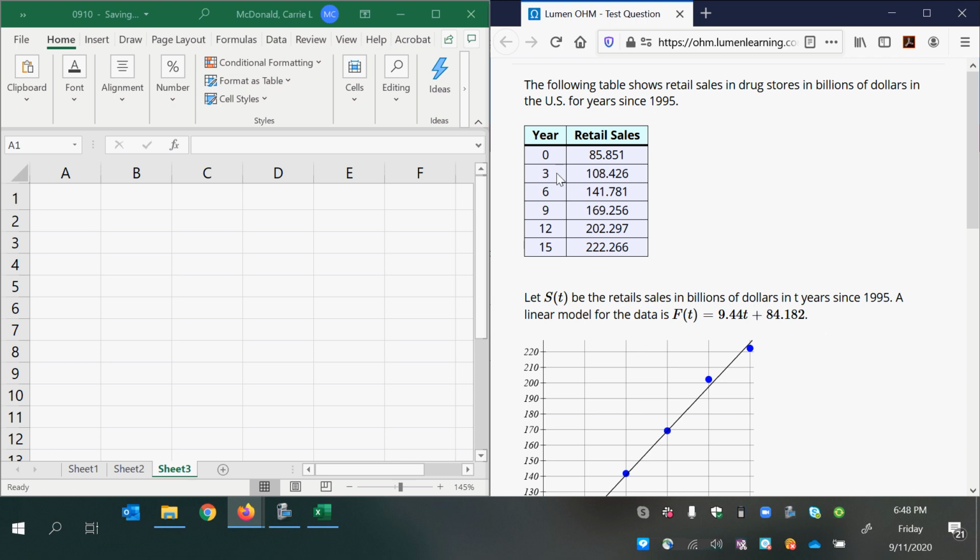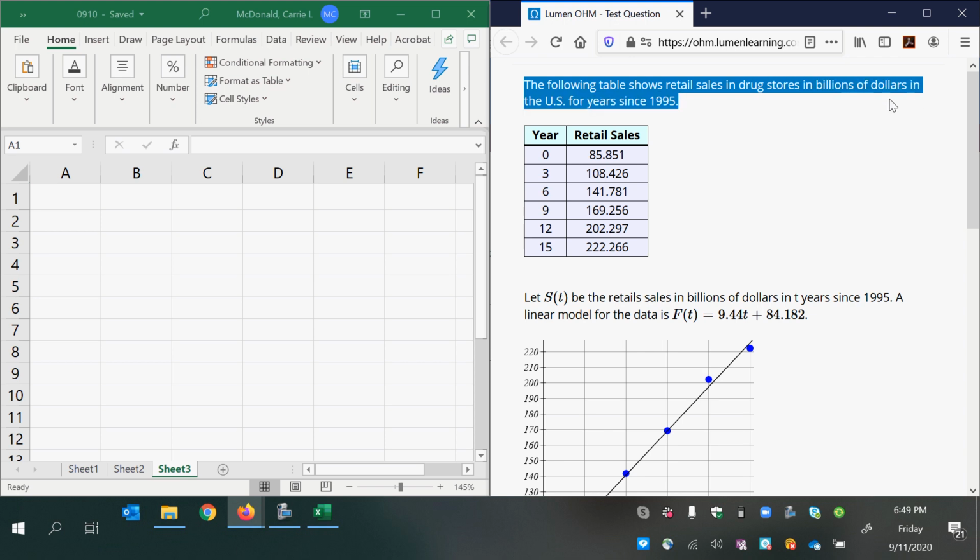Video, we will learn how to answer this question, and we'll use Excel to help us with that. Let's begin by reading the problem. The following table shows retail sales in drugstores in billions of dollars in the US for years since 1995.